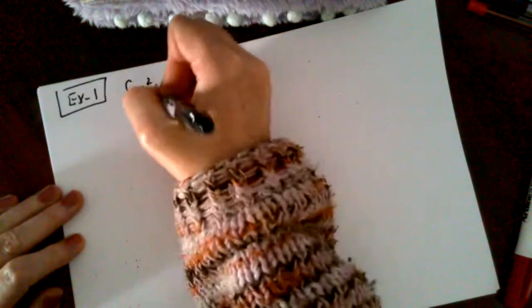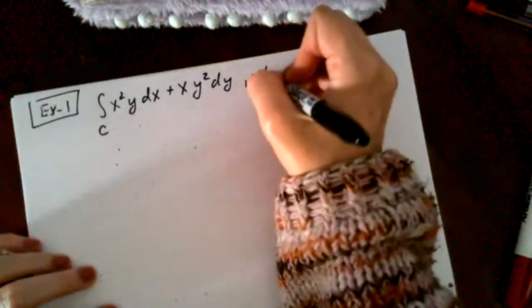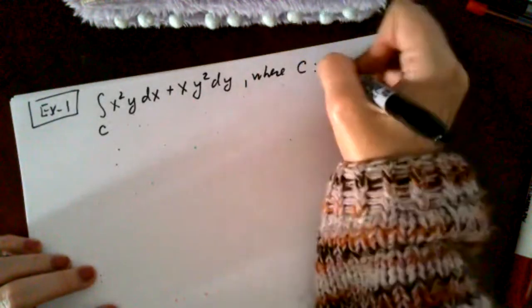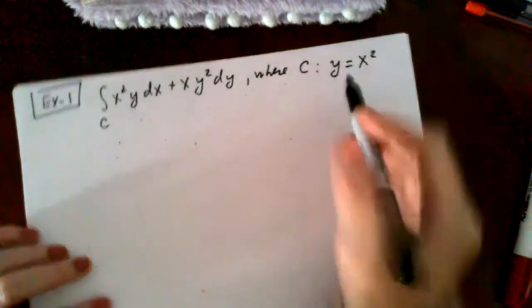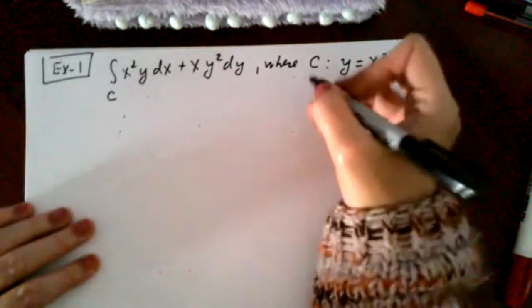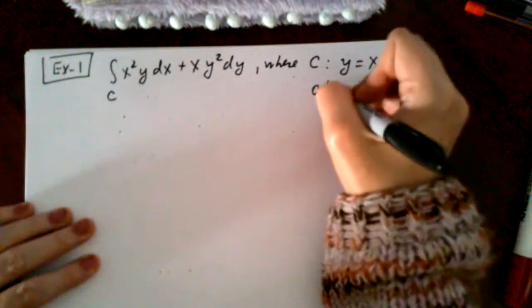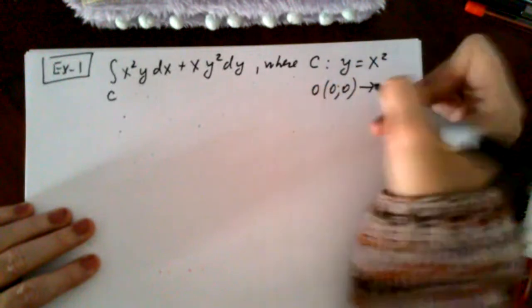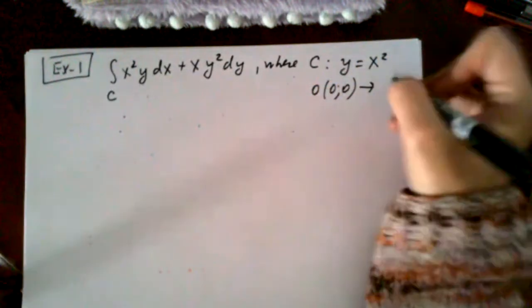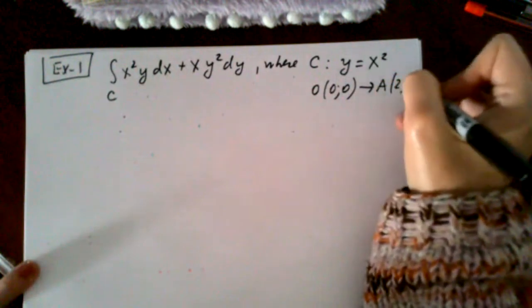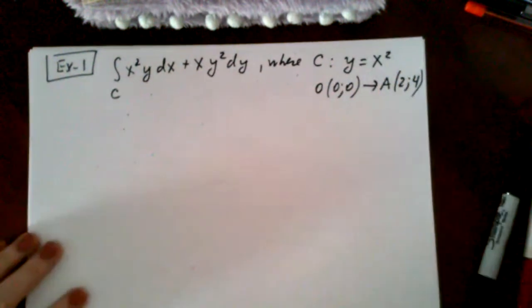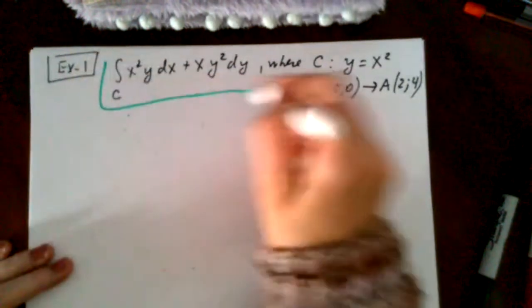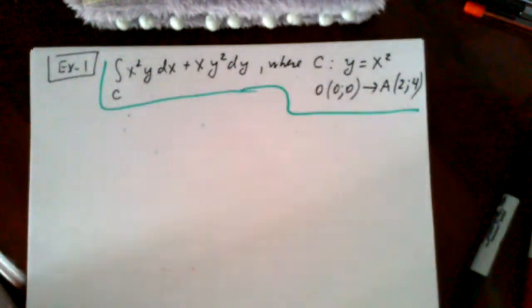So you are asked to calculate the integral of x squared y dx plus x y squared dy, where path C is given by the formula y is equal to x squared. You probably immediately recognize a parabola, and the start point is the origin, and the end point is point A with coordinates 2 and 4. So this is the whole information which is given to you. Okay, so what is your first move?